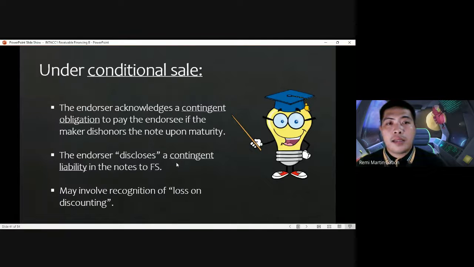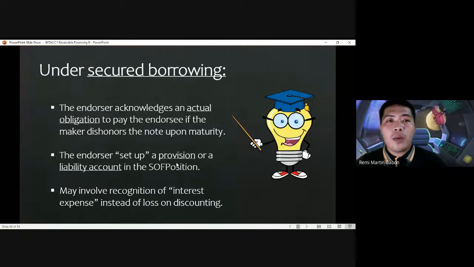Next, for secured borrowing, the endorser acknowledges actual obligation. By acknowledging actual obligation, the endorser sets up a provision. This time, not disclose but set up a provision or a liability account in the statement of financial position. And instead of recognizing a loss on discounting, under secured borrowing, the endorser will recognize interest expense.